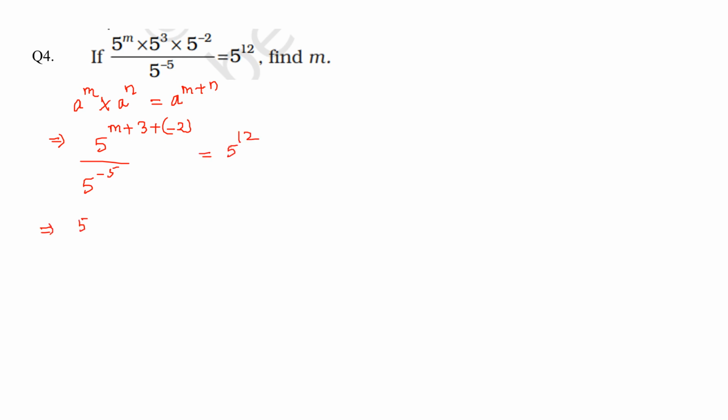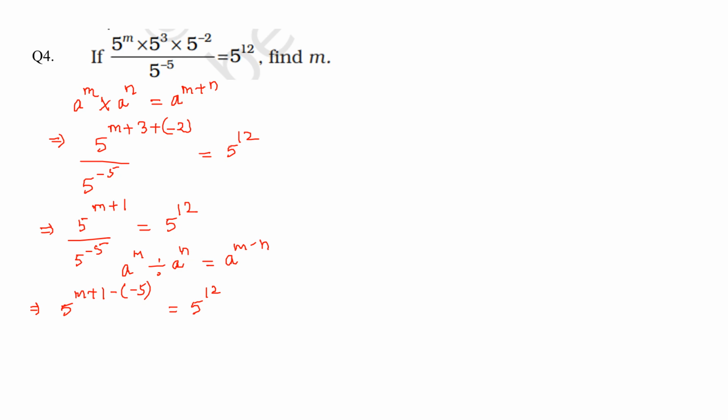And if I add it, 3 plus minus 2 will give me 1. So 5 to the power m plus 1 is divided by 5 to the power minus 5, which is equal to 5 to the power 12. Now I am going to use the division law, because if I can see in the numerator and denominator, my base is 5. So the division law tells that a to the power m divided by a to the power n is equal to a to the power m minus n. So I will use here 5 to the power m plus 1 minus of minus 5 will be equal to 5 to the power 12.